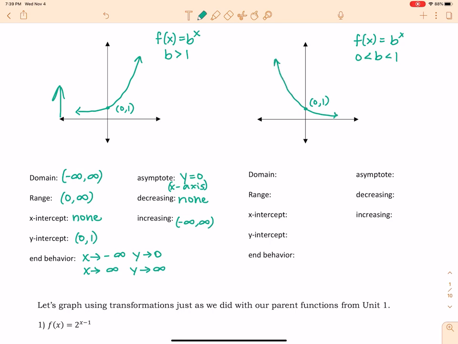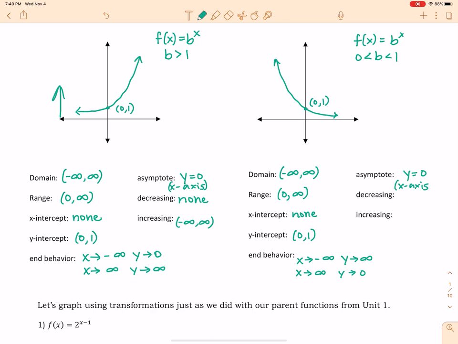All right? Okay, so what's my domain? Still the same. Still covering all the positive and negative values. The range is still 0 to positive infinity. There is still no x-intercept. The y-intercept is still (0, 1). My end behavior now, as x approaches negative infinity, y approaches positive infinity. As x approaches positive infinity, y now approaches 0. We do have an asymptote at y equals 0 again, which is the x-axis. It is decreasing from left to right, so negative infinity to positive infinity, and it is not increasing at all.